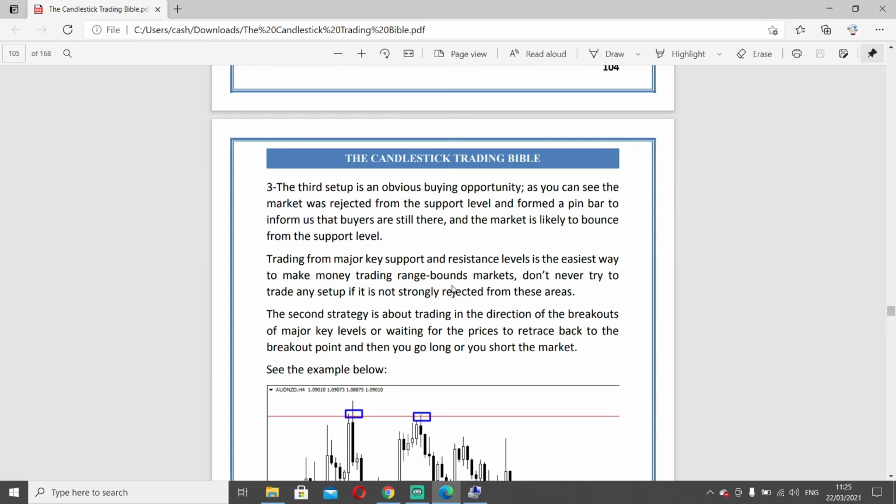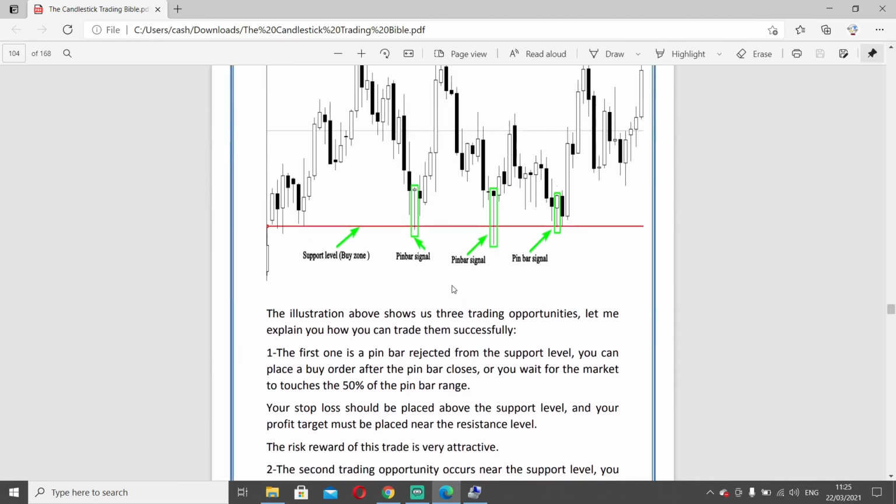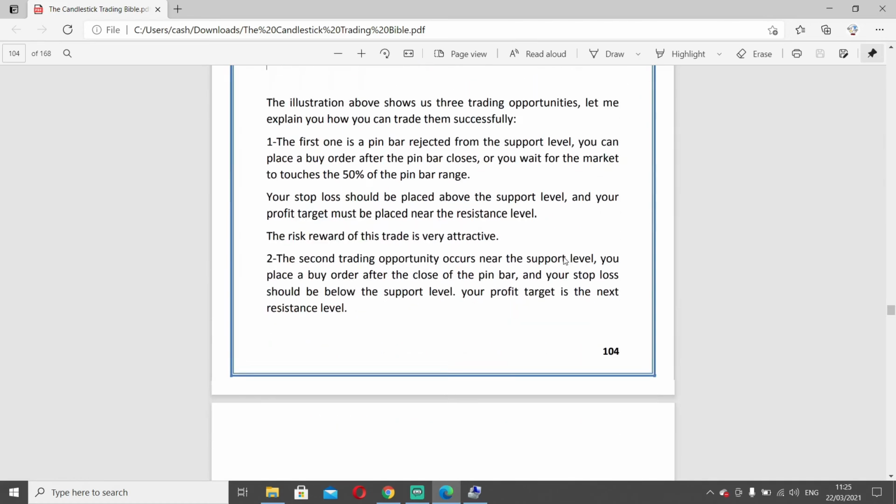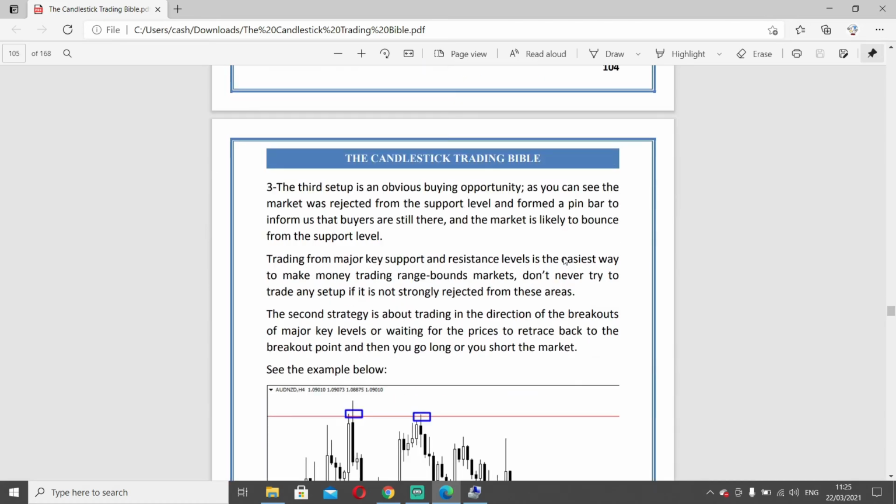The third setup is an obvious buying opportunity. As you can see, the market is rejected from the support level, and it closed with a bullish engulfing, made a pin bar, very bullish movement. The market was rejected from the support level and formed a pin bar to inform us that buyers are still there and the market is likely to bounce from the support level.